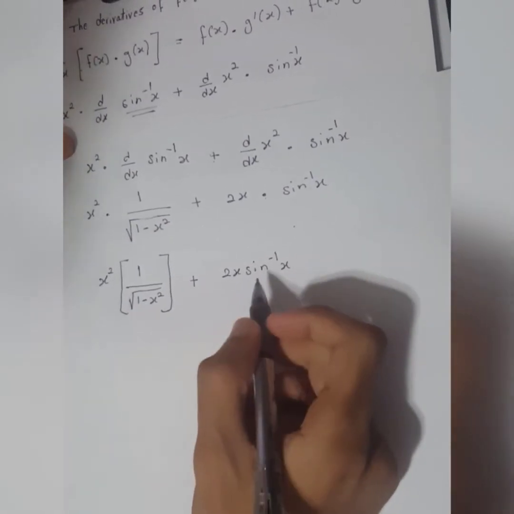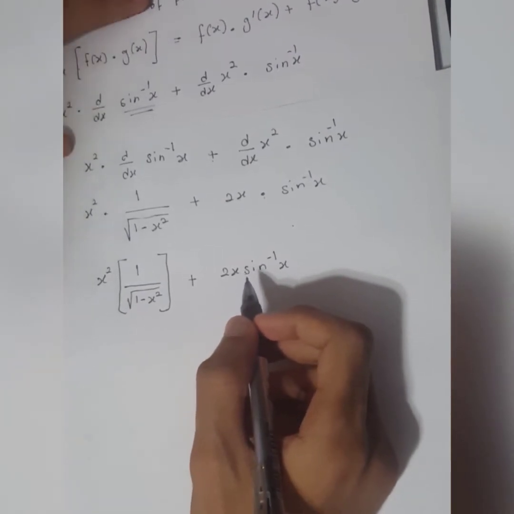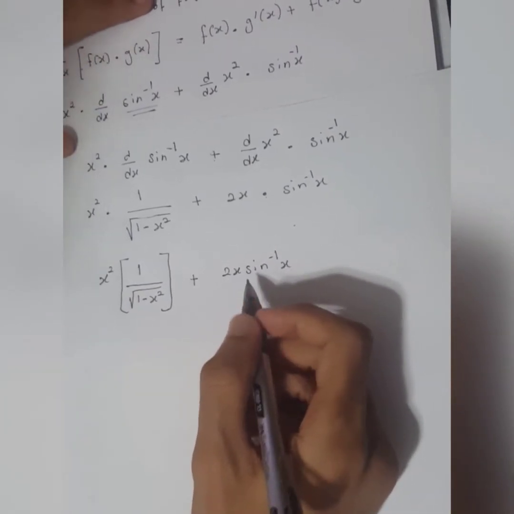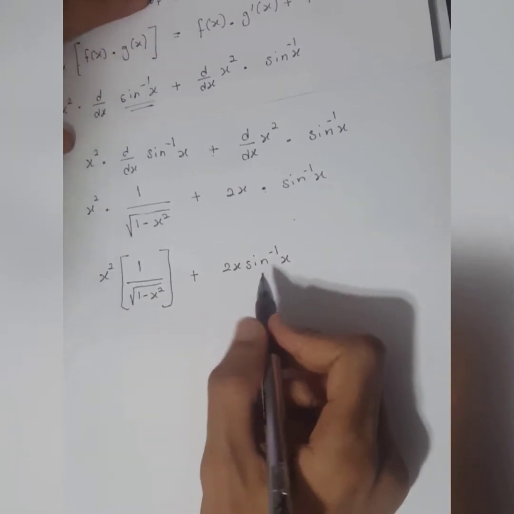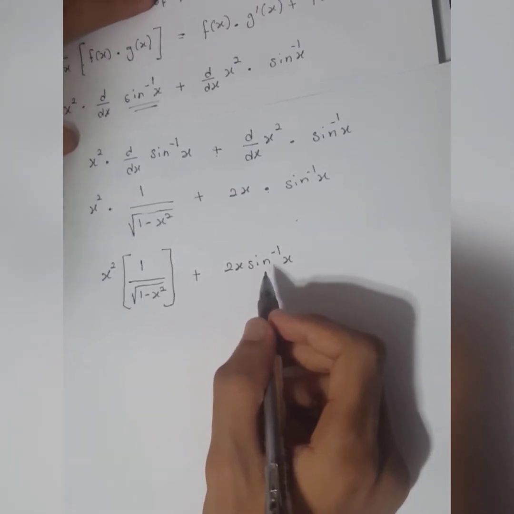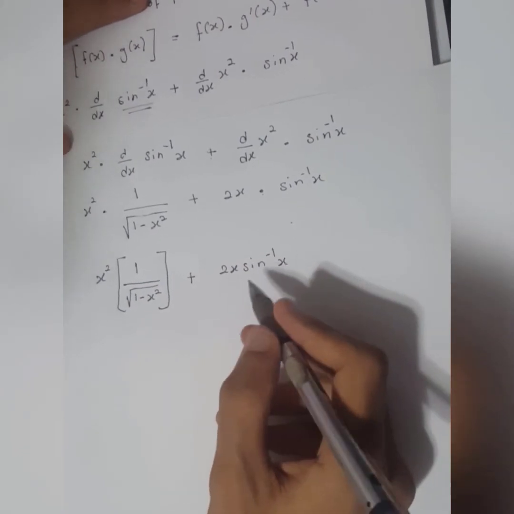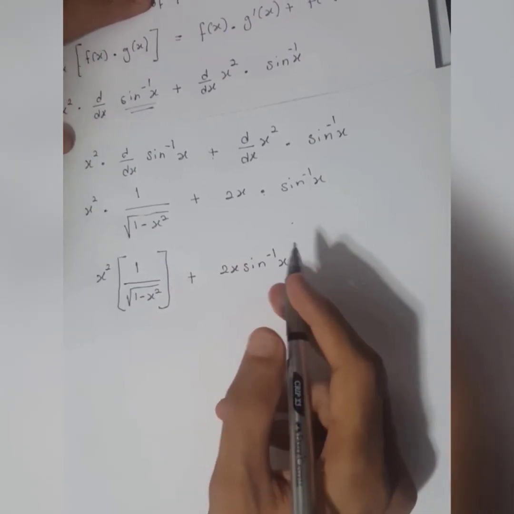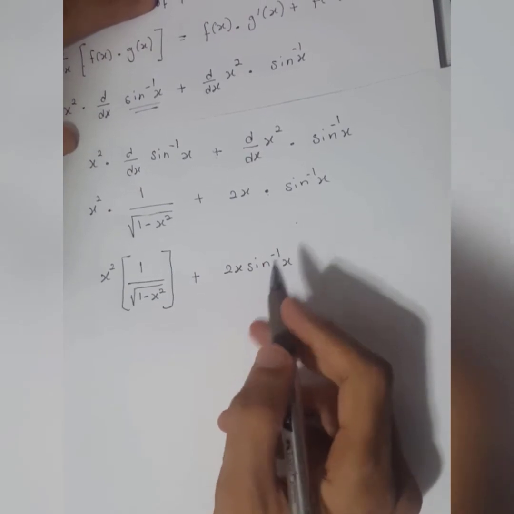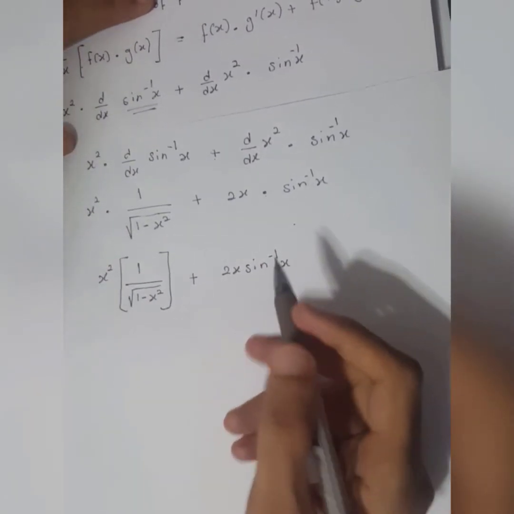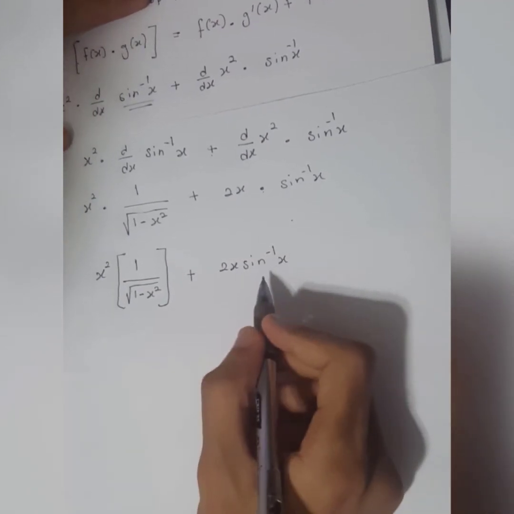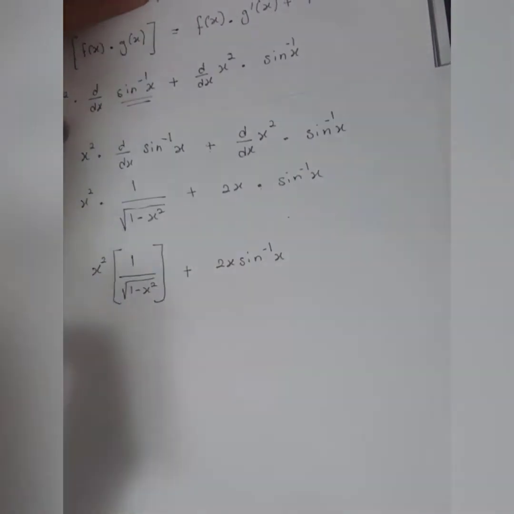To be able to answer any kind of inverse trigonometric function, we need to change the inverse sine, inverse cosine, or inverse tangent to a non-inverse trigonometric function, to be able to derive it in a simple and easy way.